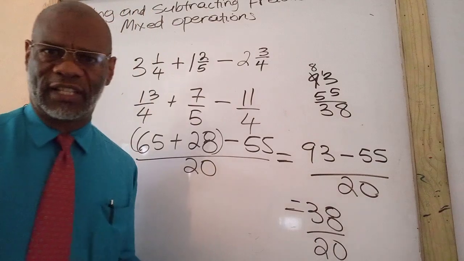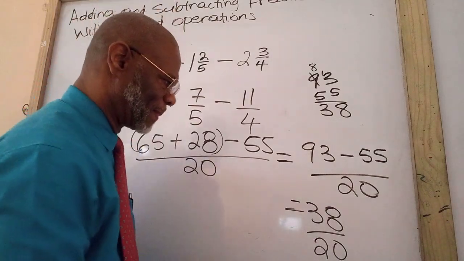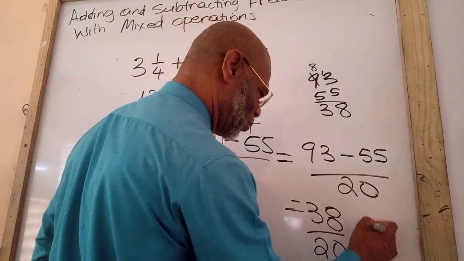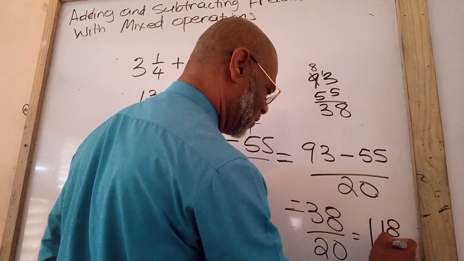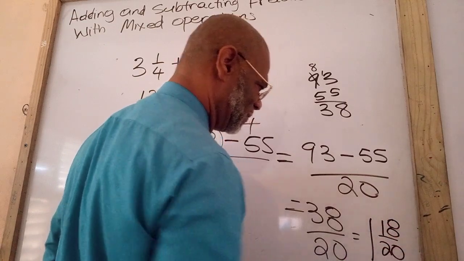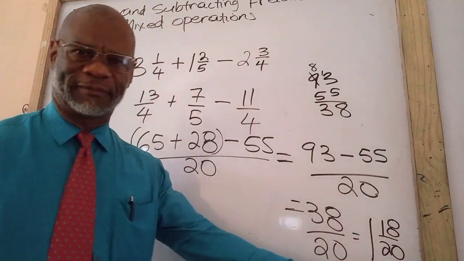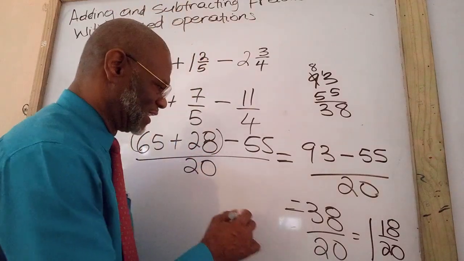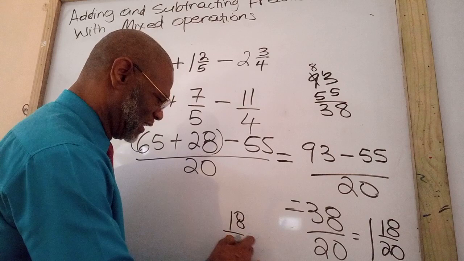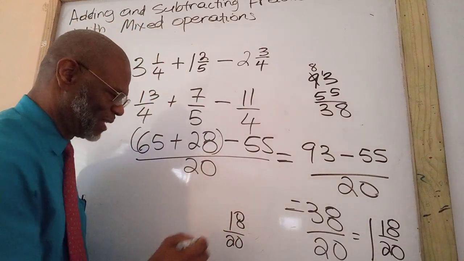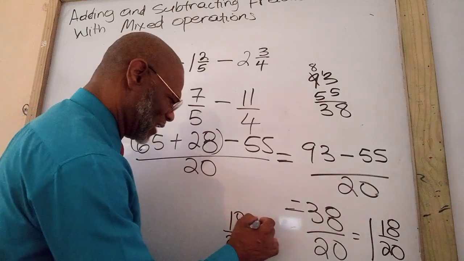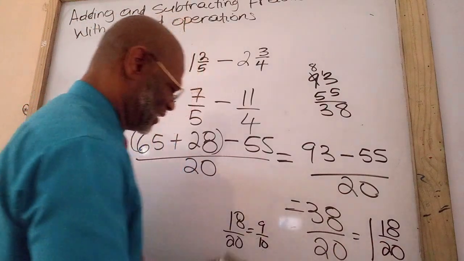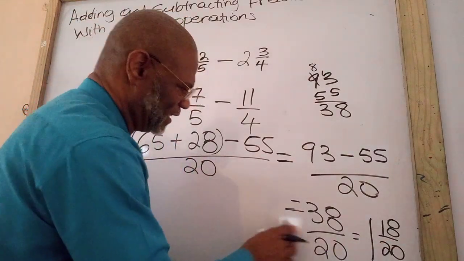Alright? Now, let's change that to a mixed number. 38 over 20 is equal to what? How many times can you get 20 from 38? So that's 1 and 18 over 20. Now we could write 18 over 20 as another equivalent fraction. If we simplify 18 over 20, writing it in the simplest form would give us what? 9 2s are 18, so that's 9 over 10. Alright? 9 over 10. But we can leave it like that.